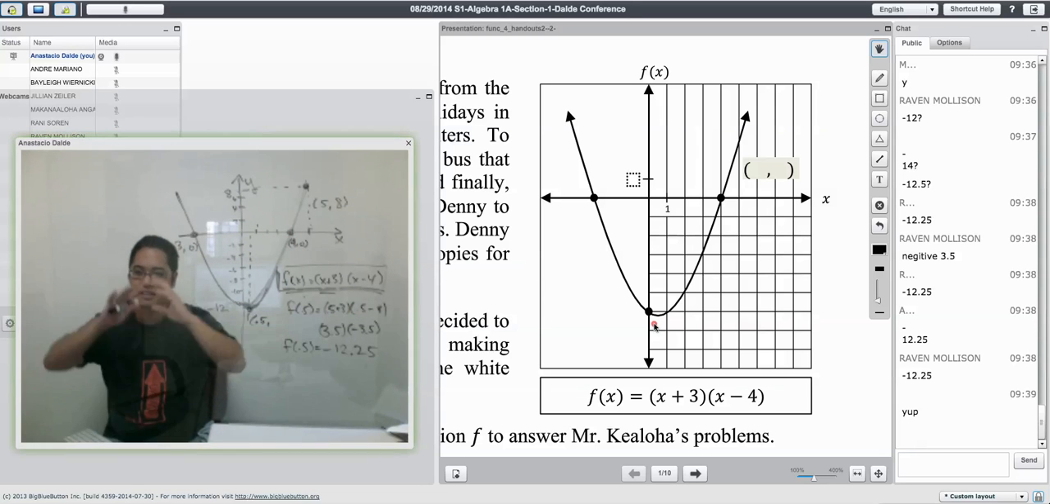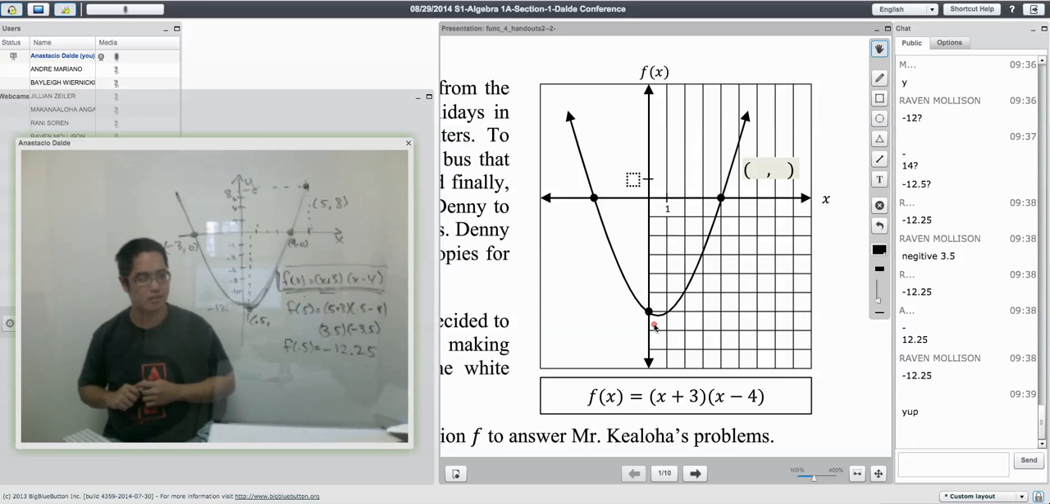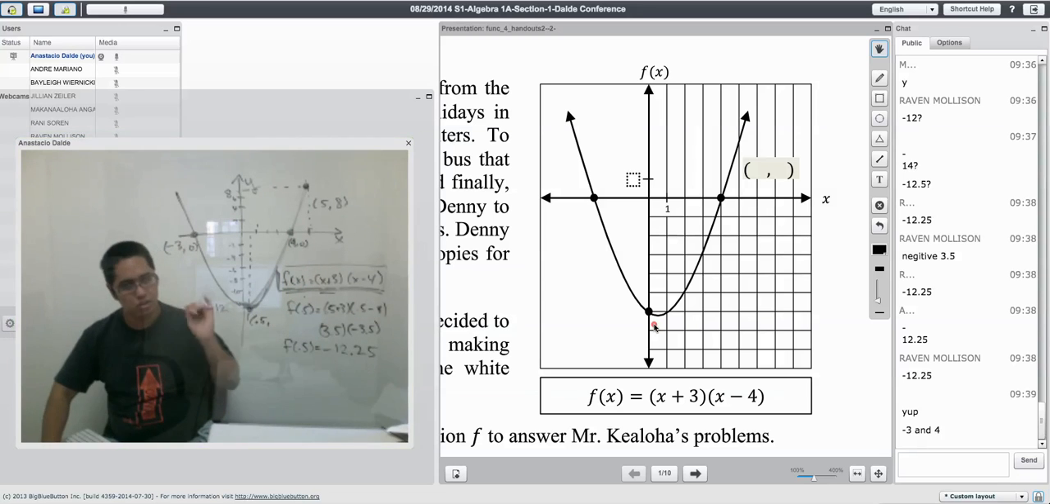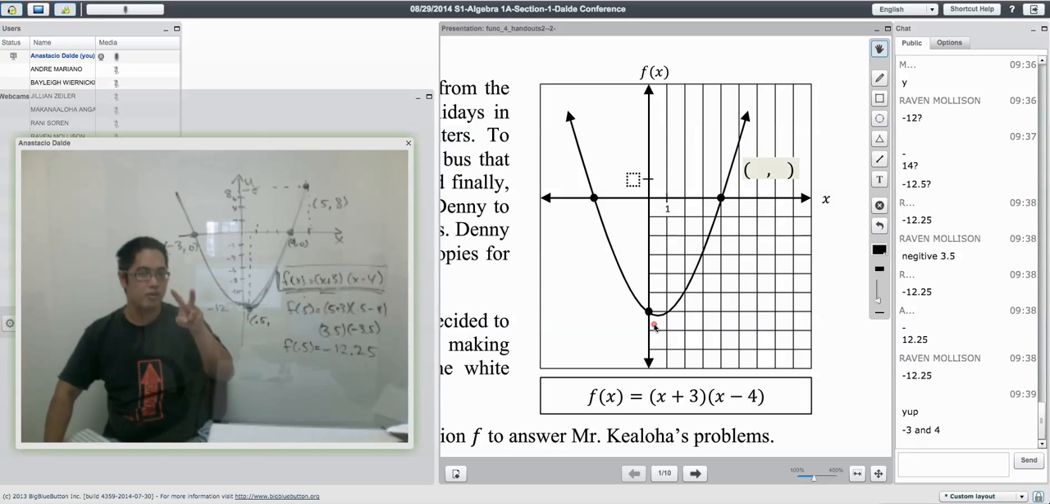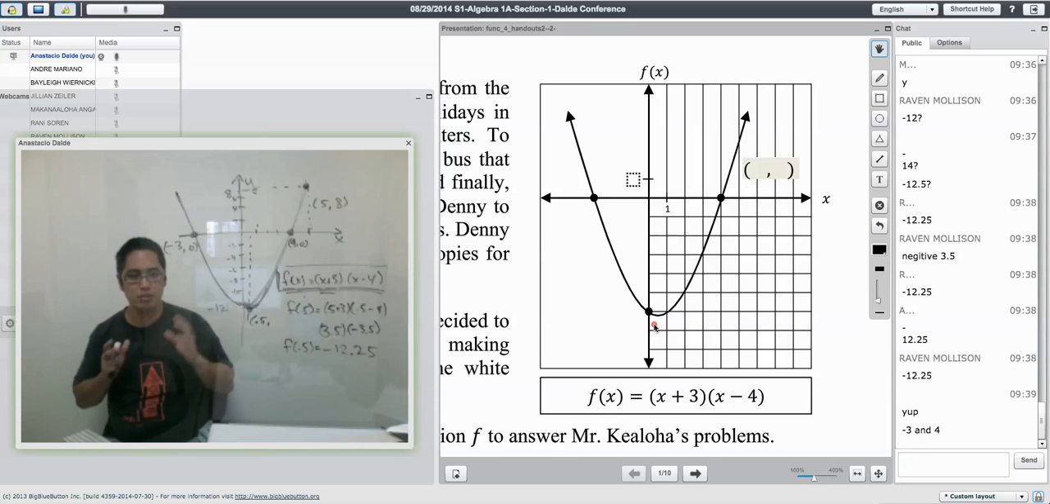We call those the zeros of the function. So if I told you find the zeros of this function, all you do is figure out what the x-intercepts are. There were two of them. You can see how this graph crosses the x-axis twice. There were negative 3 and positive 4. Those were my two x-intercepts.